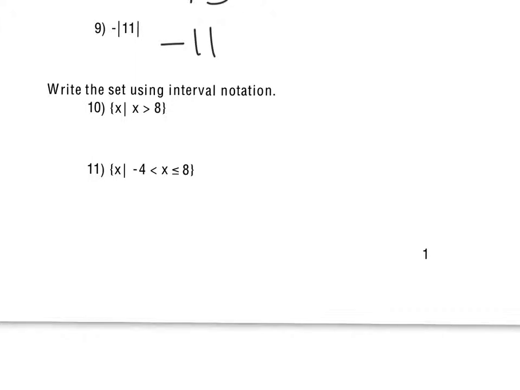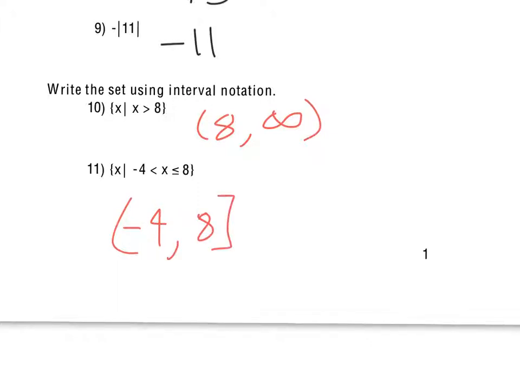And 10 and 11, we got to write those in interval notation. So if it's greater than 8, then 8 would be the minimum. It would go up to infinity. If it goes from -4 up to 8, then -4 would be the minimum, and 8 would be the maximum.